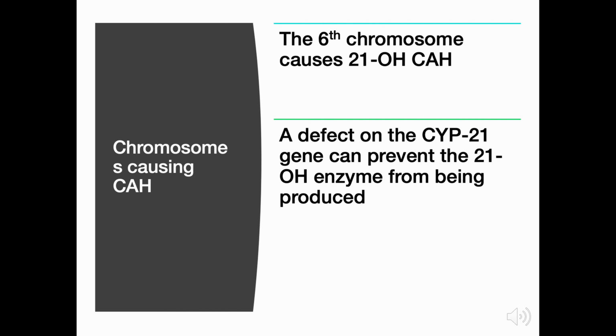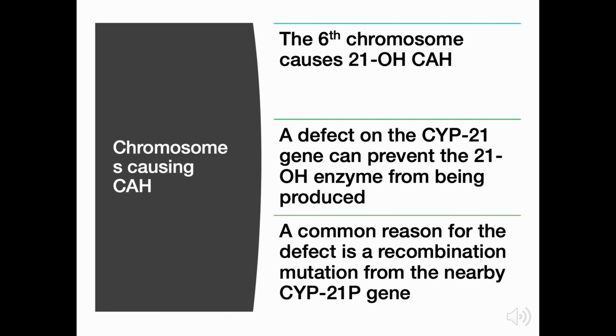Right next to it is the CYP21P gene, a pseudogene that does not code for the 21OH enzyme. Recombinations between CYP21 and CYP21P are a common cause of CAH. There are dozens of known mutations on the CYP21 gene that can lead to CAH. However, there are less than a dozen common mutations that cause CAH. All of these are close to each other in the human genome.